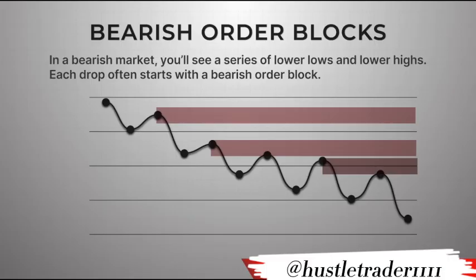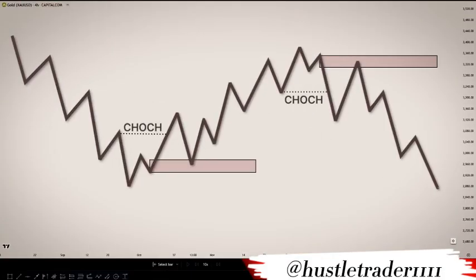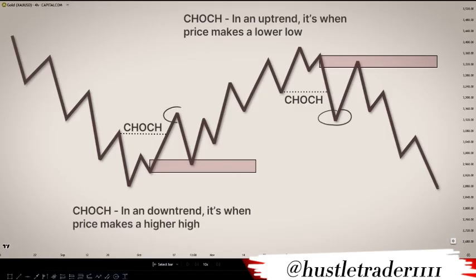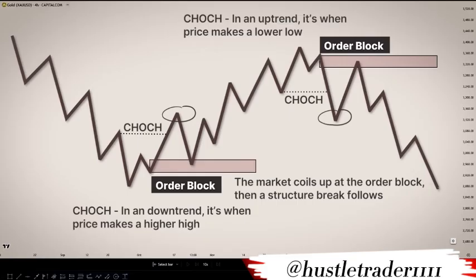This is where market structure breaks come in. A market structure break happens when price busts through a key level. In an uptrend, it's when price makes a lower low. In a downtrend, it's a higher high. These breaks are big deals. They're like road signs telling you the trend might be changing. Now guess what often comes right before these breaks? That's right, order blocks. The market coils up at the order block, then a structure break follows.